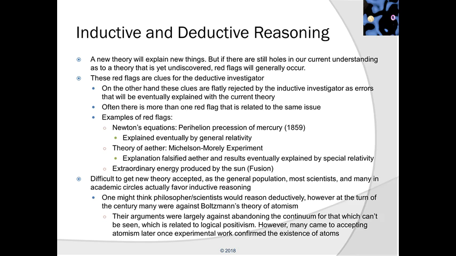Examples of red flags include the perihelion precession of Mercury found in 1859. It was known that it did not exactly follow Newton's equations. This was explained eventually by general relativity. The theory of ether was also found to be falsified by the Michelson-Morley experiment. Eventually it was explained by special relativity. And there was the extraordinary energy produced by the sun, which is produced by fusion, as we now know.